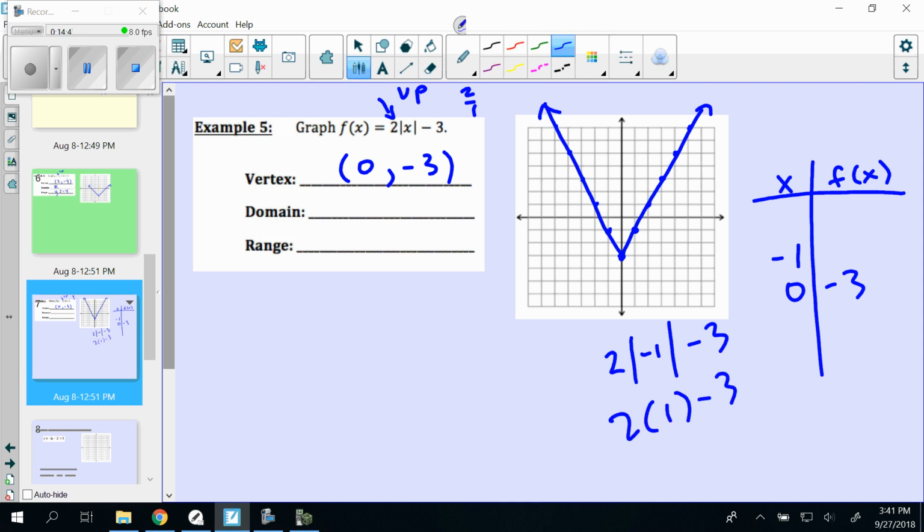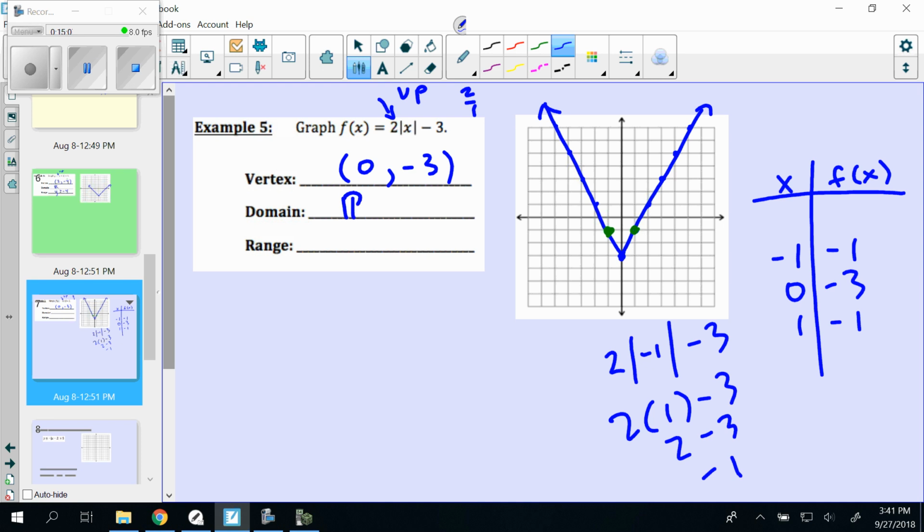2 times 1 is 2, minus 3 is -1. So -1 should be a point, and just looking at that, yes, that point goes through our graph. You know, there should be a symmetrical point then at this point, and you can see right there. So you get the same points if you make the table.